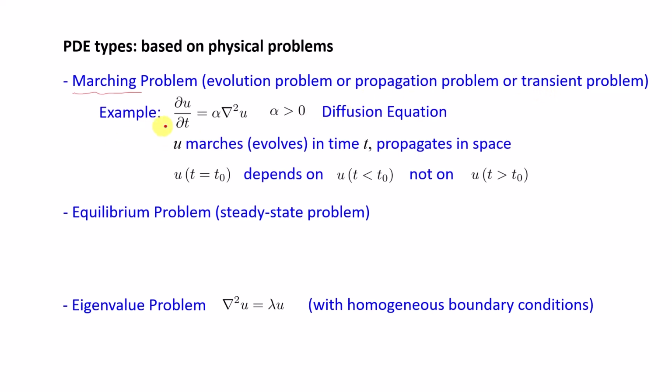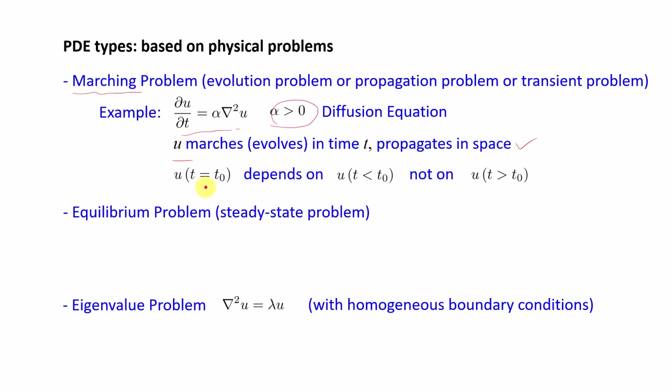So for example, this is a typical diffusion equation. This is used in heat conduction. This is also used in diffusion mass transfer, as well as here in this equation, del u del t equals alpha del 2 u, where alpha is greater than 0. Here u marches in time, that means evolves in time, and also propagates in space. What does that mean specifically? We will see later on with an example.